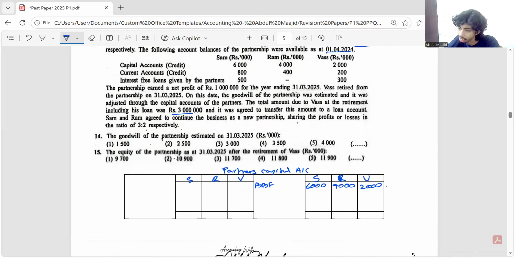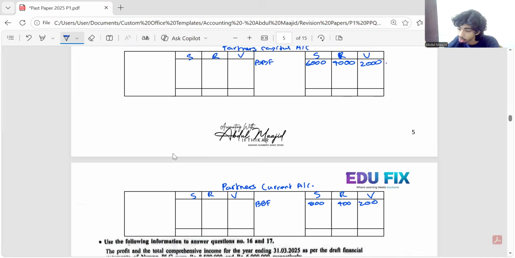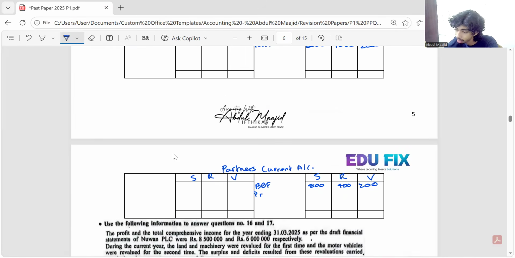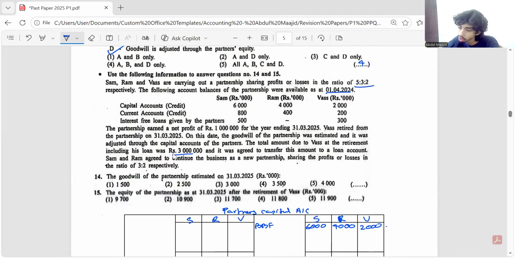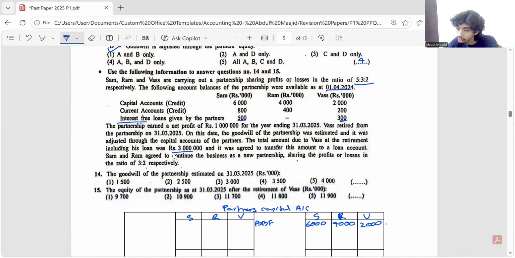Now here there is no salary or interest on capital. Therefore, the entire net profit you can divide based on the profit sharing ratio. Now here, already Vas and Sam have provided interest-free loans of 500 and 300. Since they are interest-free loans, you won't give any interest for that. If they just say loan and they are silent, you will have to give 5% interest as per section 24. But if they specifically say interest-free loan, you are not going to give any interest.